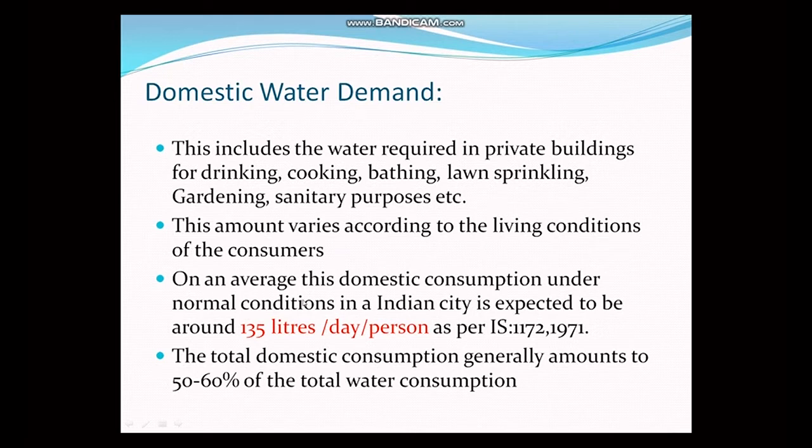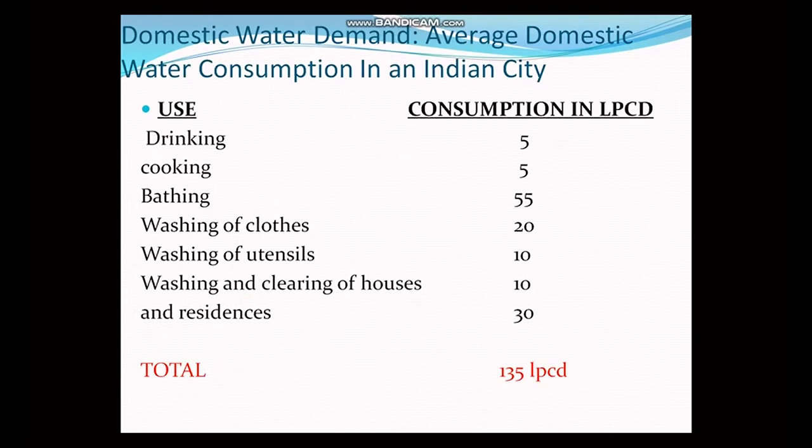On an average, this domestic consumption under normal conditions in an Indian city is expected to be around 135 liters per day per person, as per the Indian Standard 1172 of 1971. The total domestic consumption generally amounts to 50 to 60% of the total water consumption.